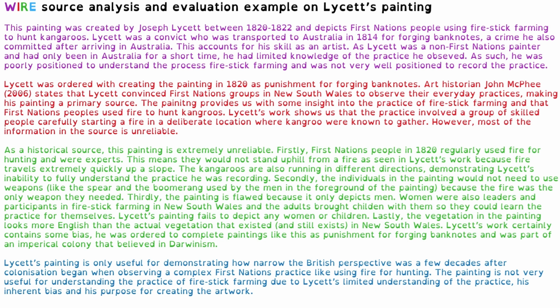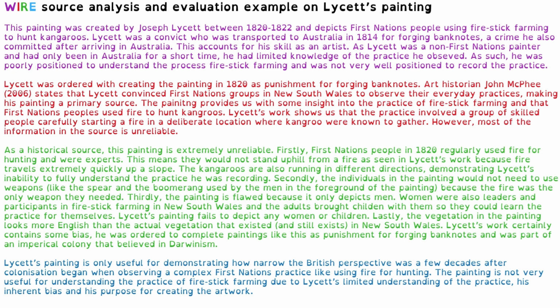So the painting was created by Joseph Lycett between 1820 and 1822 and depicts First Nations people using fire stick farming to hunt kangaroos. Lycett was a convict who was transported to Australia in 1814 for forging banknotes, a crime he also committed after arriving in Australia. This accounts for his skill as an artist. As Lycett was a non-First Nations painter and only had been in Australia for a short time, he had limited knowledge of the practice he observed.